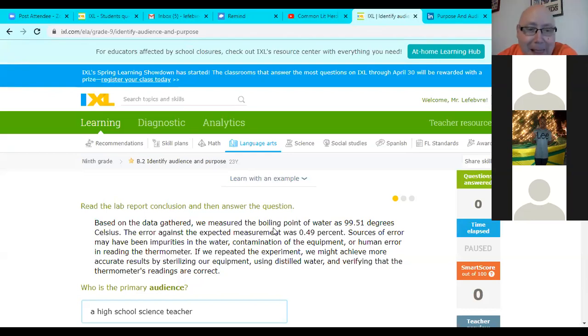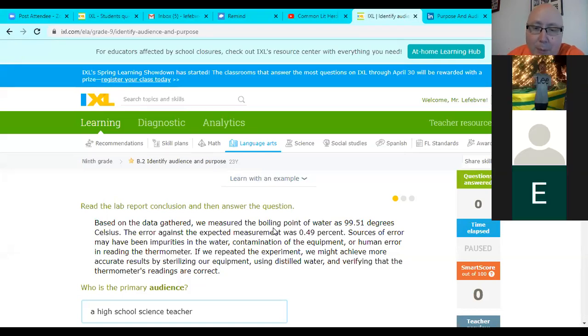Based on the data gathered, we measured the boiling point of water at 99.51 degrees Celsius. The error against the expected measurement was 0.49%. Sources of error may have been impurities in the water, contamination of the equipment, or human error in reading the thermometer. If we repeated the experiment, we might achieve more accurate results by sterilizing the equipment, using distilled water, and verifying that the thermometer's readings are correct.